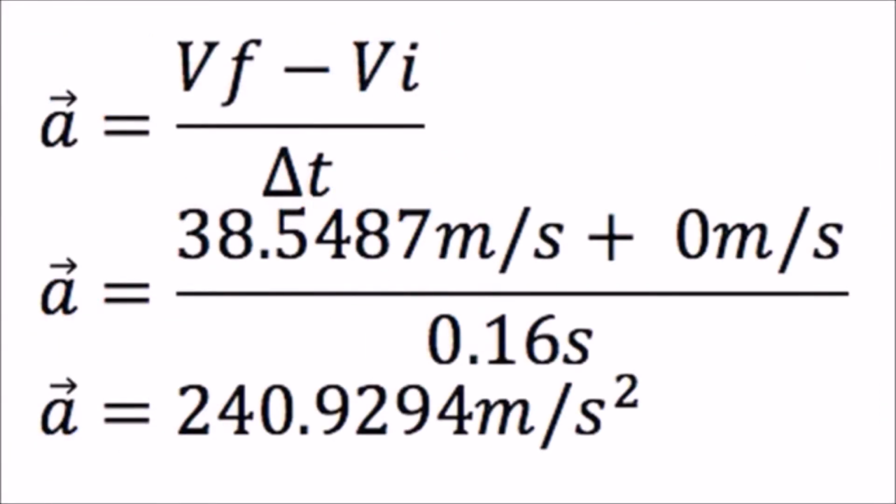I used the equation acceleration equals final velocity minus initial velocity over time. I plugged in all my numbers, so acceleration equals 38.5487 meters per second minus 0 meters per second over 0.16 seconds. After doing the calculations, I figured out the acceleration is 240.9294 meters per second squared. Therefore, the acceleration of my shot is 240.93 meters per second squared.